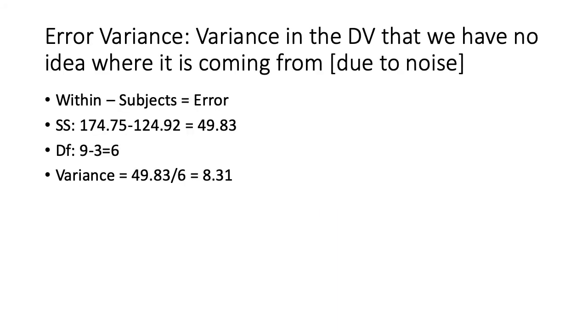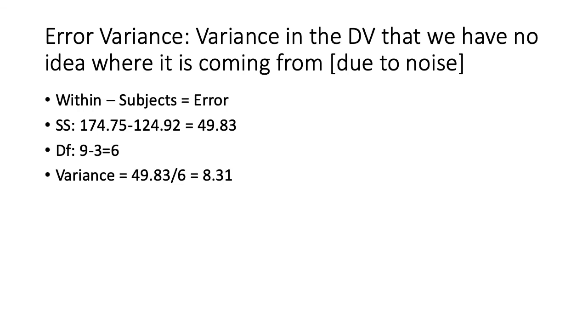So now, with a within subjects design, we have a better estimate of error. Error is just variance in our DV that we have no idea where it's coming from. In a between subjects design, that's just our within subjects estimation, right? But now we remove the variation due to our participants because we know where it's coming from and we don't care about it, to get a new estimate of error. That's all that's going on here.